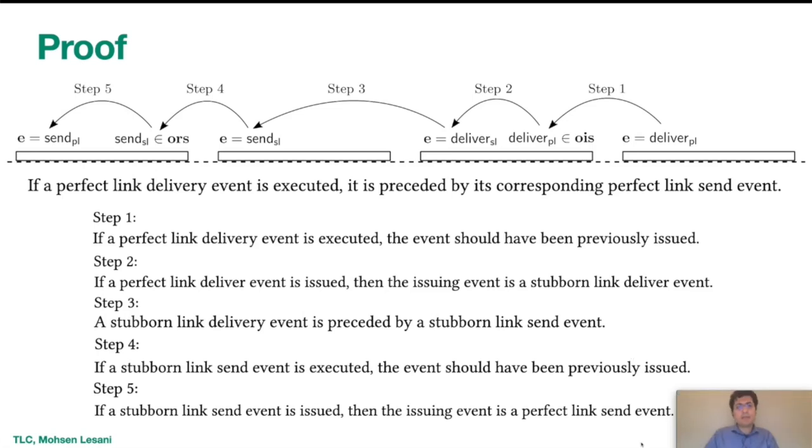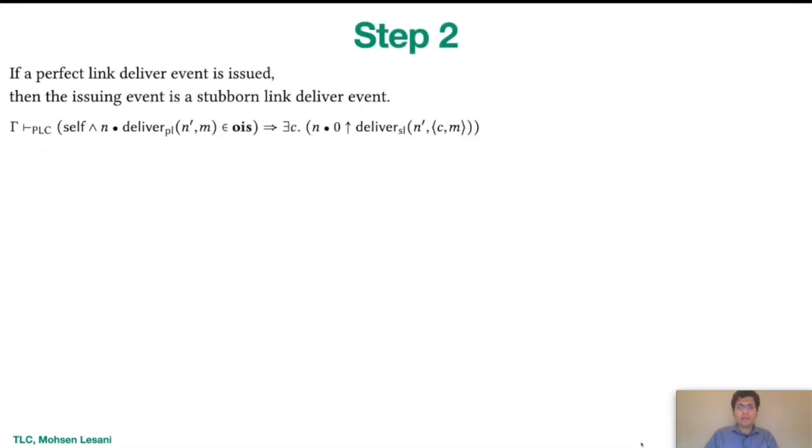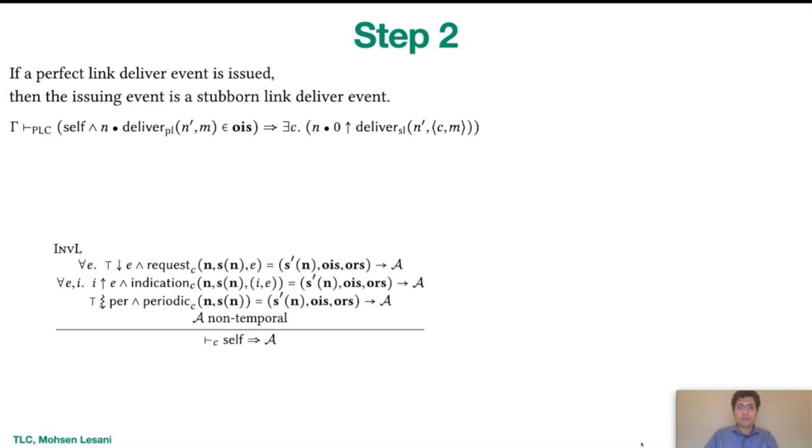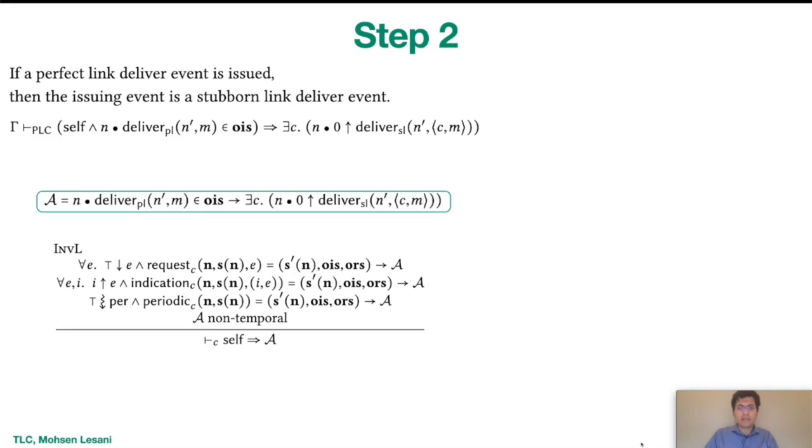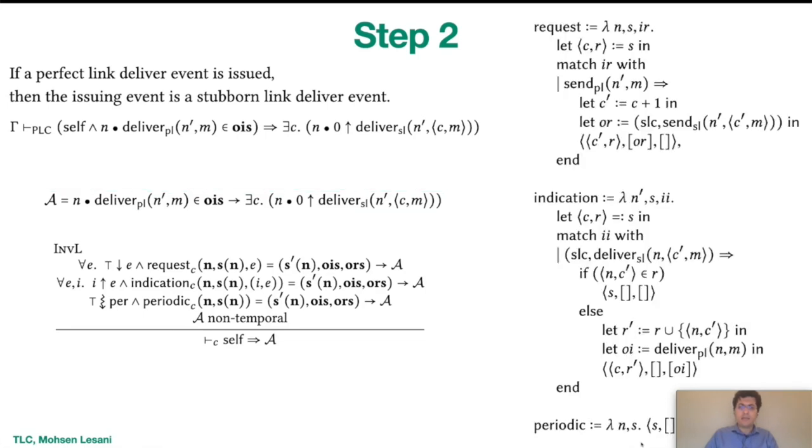These steps can be captured in TLC. Here we look at step 2. We want to prove that if a PL deliver event is issued, the issuing event is an SL deliver event. To prove it, we use the rule invel that we saw before, with this assertion as A, which states that a PL deliver event is issued by only an SL deliver event, and the definition of the component as C.